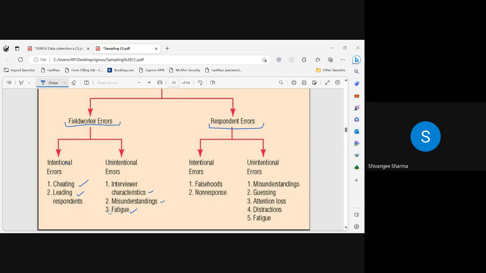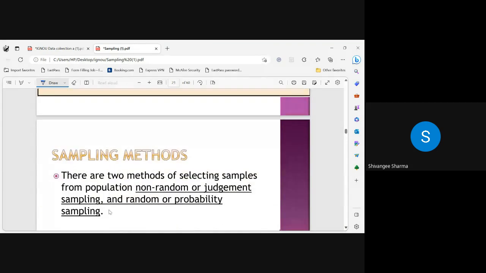Then comes the respondent part. Intentional errors include falsehoods, where they don't disclose the true information, and non-response, where they don't even respond. Then unintentional errors are the same: misunderstandings, guessing, attention loss, distractions, and fatigue. So these were the non-sampling errors related to the research.